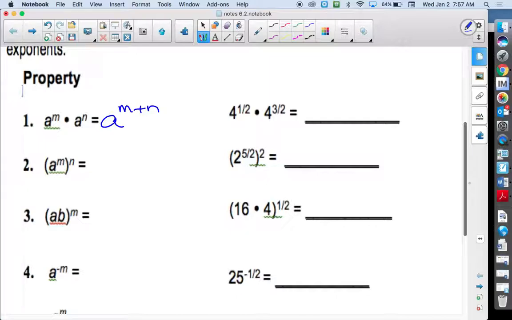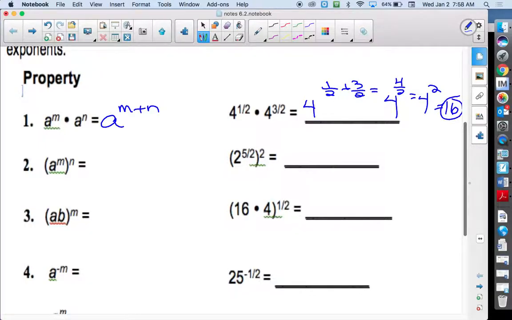So we have 4 to the 1/2 times 4 to the 3/2. So you're supposed to add them together, so we have 1/2 plus 3/2. Hunter, what is 1/2 plus 3/2? Yeah, so this gives us 4 to the 4/2, which is really 4 squared. So adding fractions, you have to have a common denominator, which we do. So you just add the numerators together. So that gives us 4/2, which is 2. And 4 squared is 16.